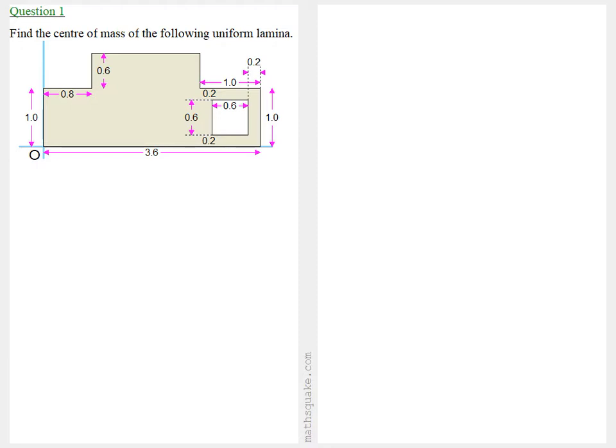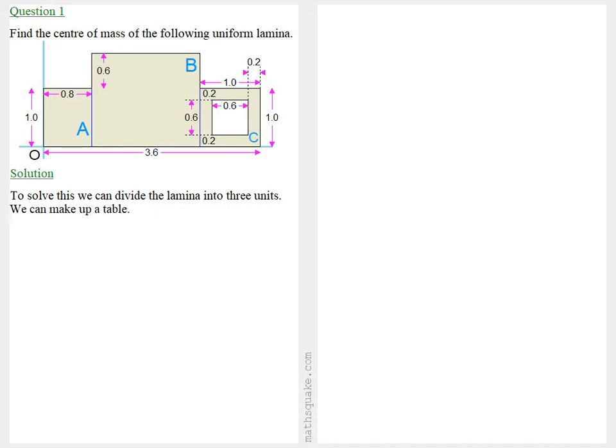In question 1, we're asked to find the centre of mass of the uniform lamina in the diagram below. Now, to solve this, the first thing we need to do is divide the lamina into 3 regular units. We can label these A, B and C. And then we can make up a table.